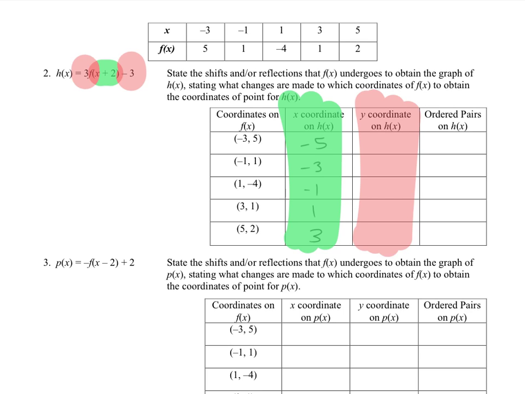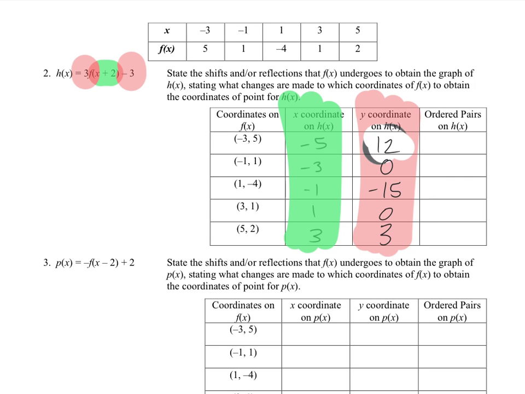So I'm taking 5, and I'm multiplying it by 3. What is that? 15. And then I'm going to reduce that by 3. So I've got 12. Okay, so I've got 12. All right, 1 times 3 is 3. Then subtract 3 from that, get 0. Okay, negative 4 times 3 is negative 12. Then reduce that by 3, negative 15. We already did 1. And then 2. 2 times 3 is 6. Now go down 3, and you get 3 again.